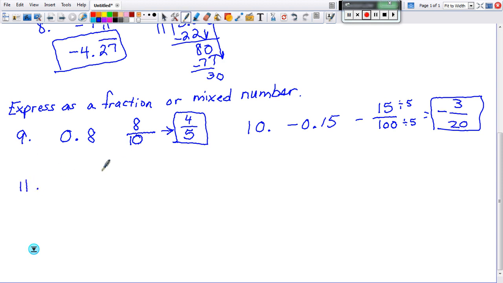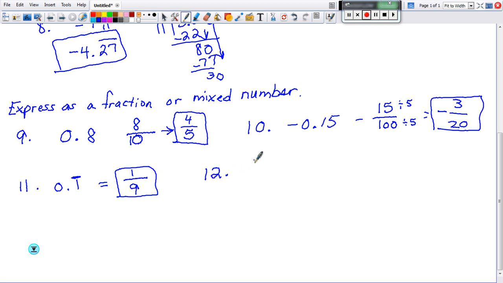Number 11, 0.1 repeating. The 1 is repeating. Okay, with a repeating decimal, what you do is the number that's after your decimal, it's a 1 in this case, goes up top. Because it's repeating, we're not going to put a 10 on the bottom. We're going to take 1 away. So 10 take away 1 is 9. And that's actually finished.